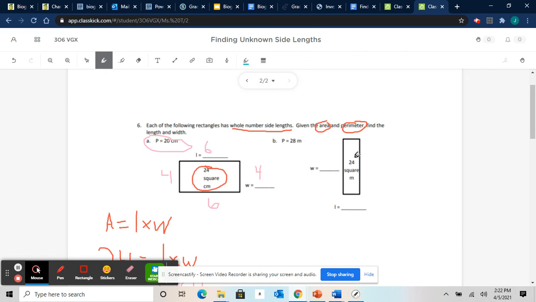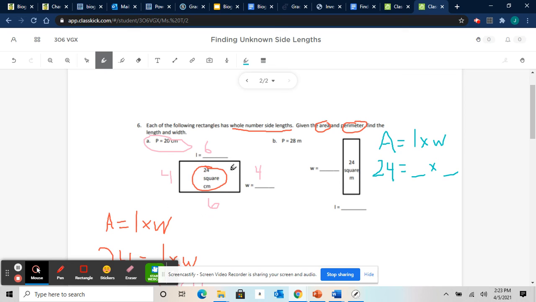So here again, I have 24 square meters. They're telling me my area, which is what's inside, and my perimeter, which is all around. And I want to find my lengths. Again, I'll write my equation for area. And then I'm just going to fill in what I have. I already know my area, so I will fill in 24. So again, I'm playing around with the factors. I'm saying what two numbers give me 24, but then when I add all the sides, I get 28.